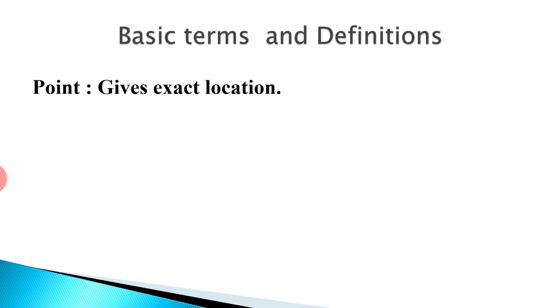So first is point. Now what is a point? A point gives exact location. It is dimensionless and it is represented by a dot and symbolically represented by a capital letter. Is it clear?